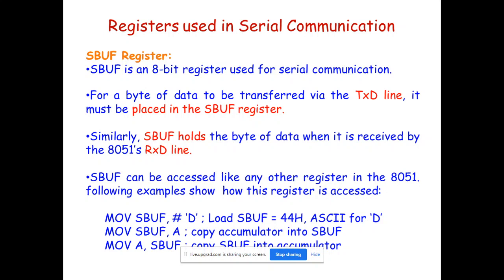Now according to that, I am giving some examples here. My requirement is to transfer the character D. The ASCII value for A is 41, for B 42, for C 43, and for D 44. Just go through the ASCII value of each letter. Now the value for D is 44, and this 44 is placed into SBUF.